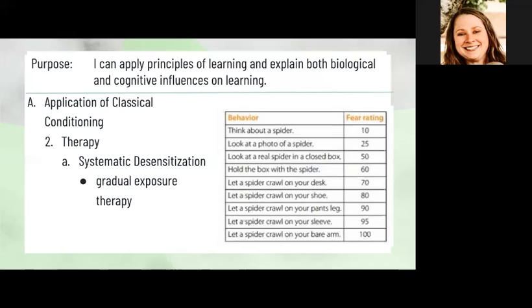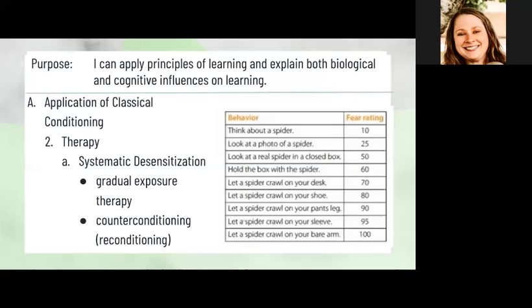Here, they have to rank how anxiety provoking it would be. You can see thinking about a spider is a 10, but letting a spider actually crawl on their bare arm would be 100. So they create this hierarchy, and they counter or recondition. The original response is going to be anxiety. We're going to try to create a neutral response.